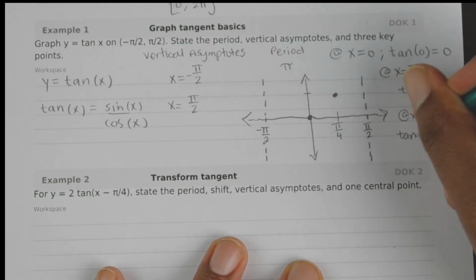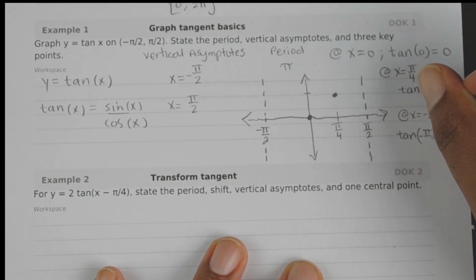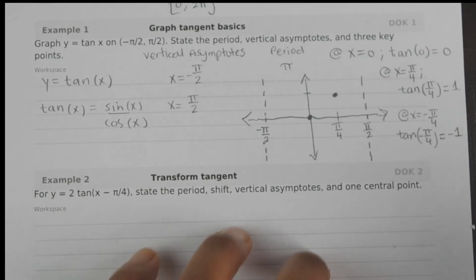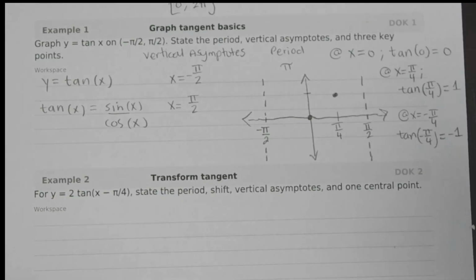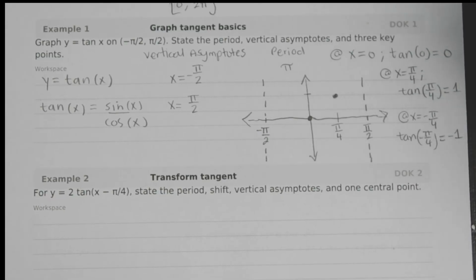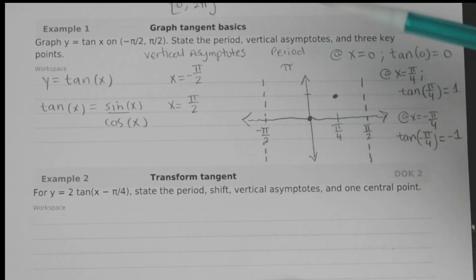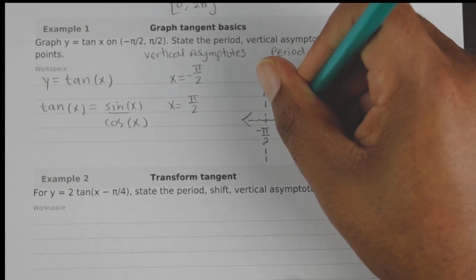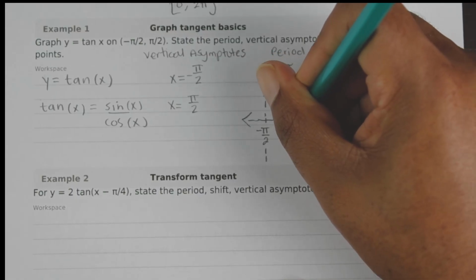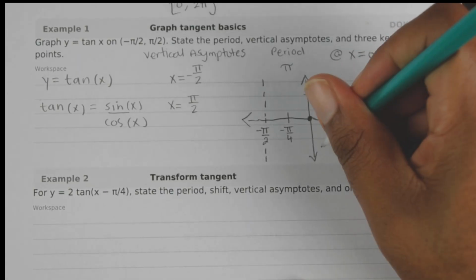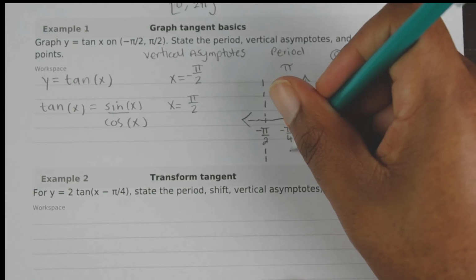So tan at negative pi over 4 would be negative 1. Okay. Then from there, that point would be located at negative pi over 4, a fourth of the way there. And then the output would be negative 1. So I'll put that here.